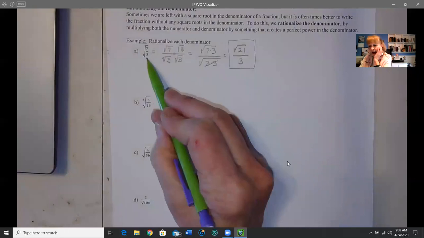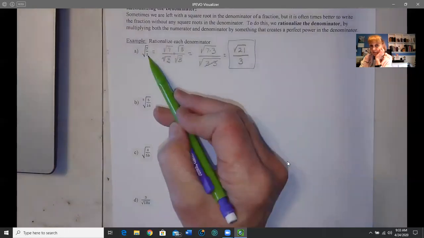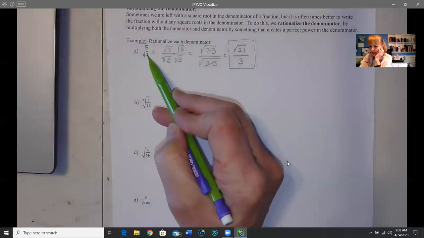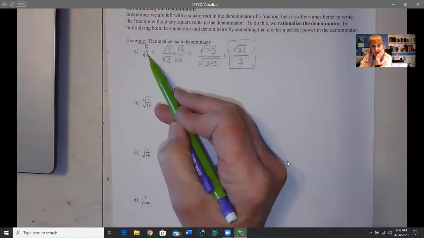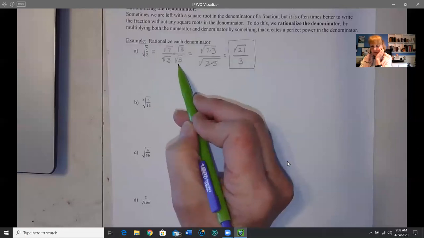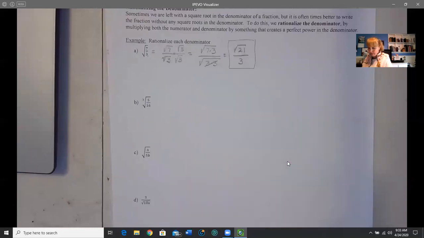If that had been a 5, multiplied by the square root of 5. If this had been an 11, multiplied by the square root of 11 over the square root of 11. So we're matching. They're going to match here. Okay, let's try another one.